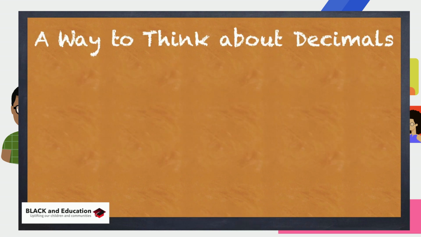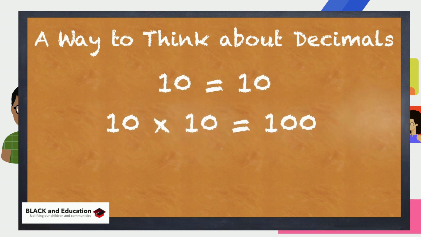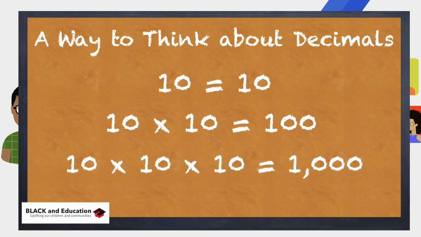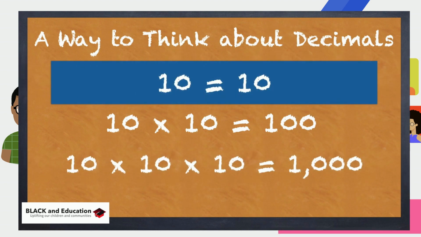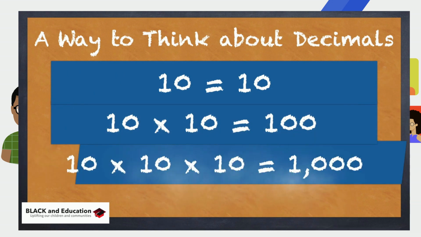First of all, a way to think about decimals. When you think about decimals, let's start off with the number 10, because the word deci literally refers to 10. And if you look at this, you notice that obviously 10 is equal to 10. And then if I have 10 times 10, 2 tens, it's going to be 100. And if I have 3 tens, it's going to be 1,000. So that's like 10 to the power of 3. So we're really talking about powers of 10 here when we talk about decimals.